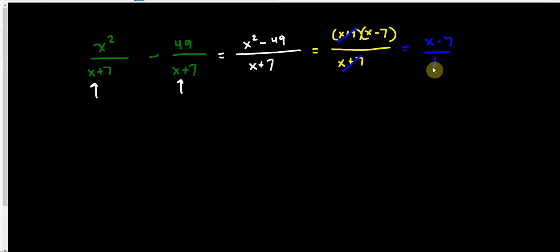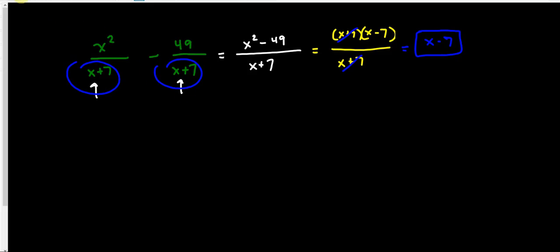There's no need to put over 1. If you type it, I don't think I'll be very upset about it. But there's no need to do that. So x minus 7. So that's fun. That's not really that incredibly difficult. But then again, everything that we've done so far has already had the same denominators.